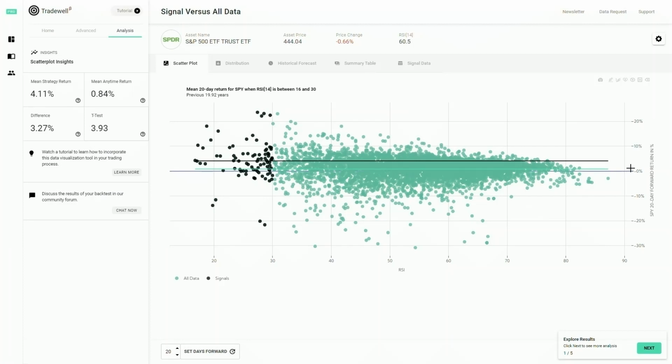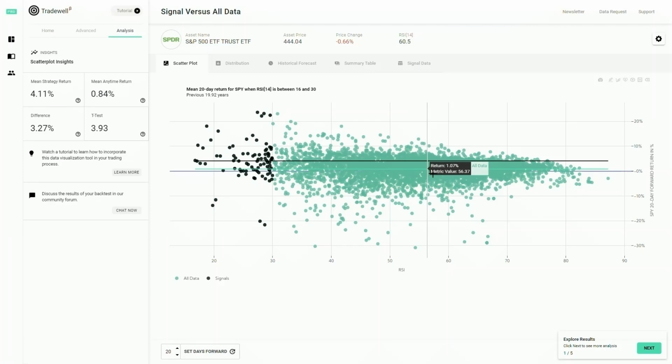Now we want to know if the strategy performs better than random. The green dots represent all of the trading data, and the green horizontal line represents the average 20-day return of these data points. We can see that the return of our strategy exceeds the random return because the black line sits above the green line.